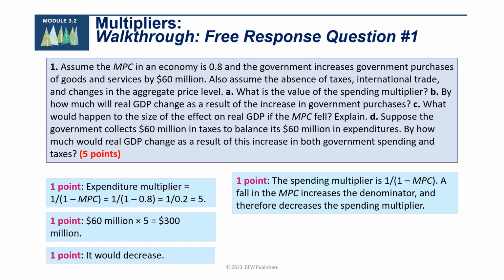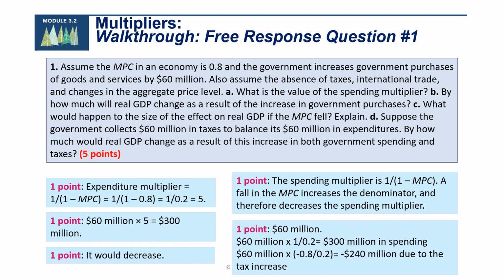All right. Now, the next question requires a little thinking. It says, what's the cumulative impact on GDP when it's all said and done if the government spends 60 million but then collects 60 million in tax revenue? Well, we already did the math for the first part. The initial change in spending, 60 million, multiplied by the size of the multiplier gives you 300 million. So we're 300 million up.